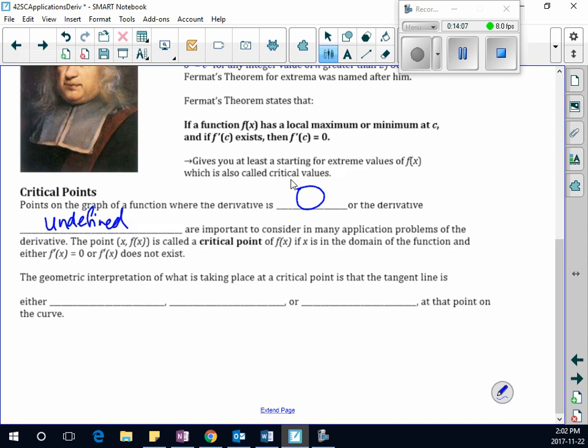Points on the graph where the derivative is 0 or the derivative does not exist. Sorry, does not exist, because otherwise my English won't work. Points where the derivative does not exist are important to consider in many application problems of the derivative. That's the name of the unit we're on.